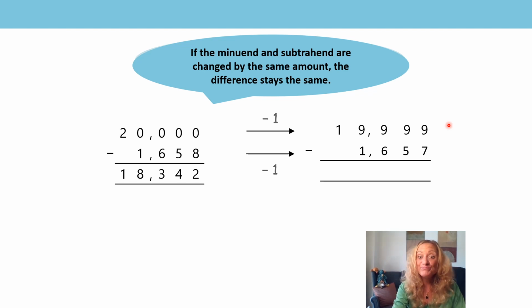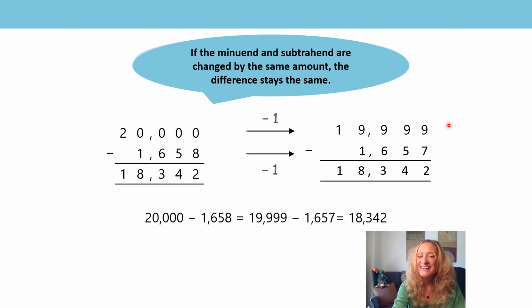How did you get on? Did you write out 19,999 subtract 1,657? So 9 ones subtract 7 ones is 2 ones. 9 tens subtract 5 tens is 4 tens. 9 hundreds subtract 6 hundreds is 3 hundreds. 9 thousands subtract 1 thousand is 8 thousands. And 1 ten thousand, and we're not subtracting anything there.